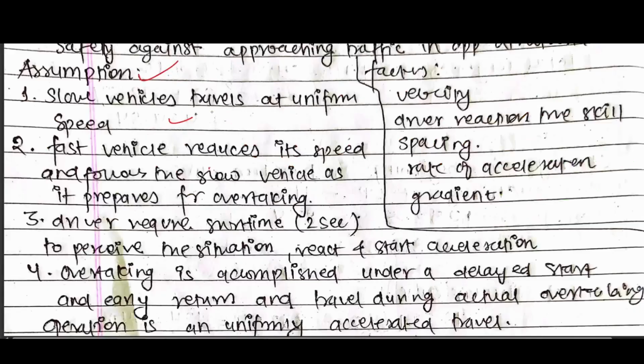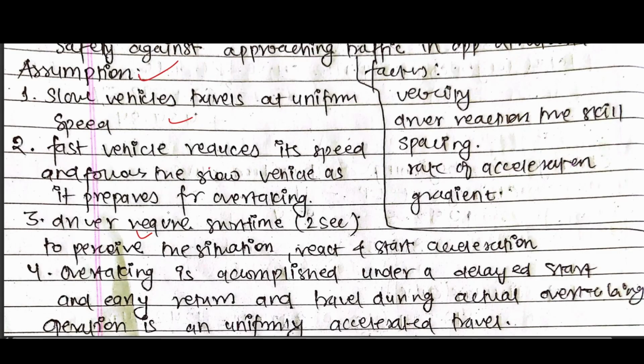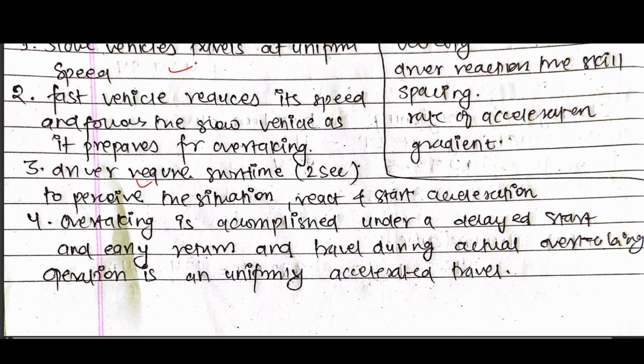So the second condition is that the driver requires a short time to perceive the situation, react and start acceleration. That means I reached here and I'll require about 2 seconds so that I can see this opposite vehicle, and I can start the acceleration so that I can overtake this slow vehicle. So the reaction time for me will be near about 2 seconds. This is not exact, it depends upon the driver, but it is average. It will be 2 seconds.